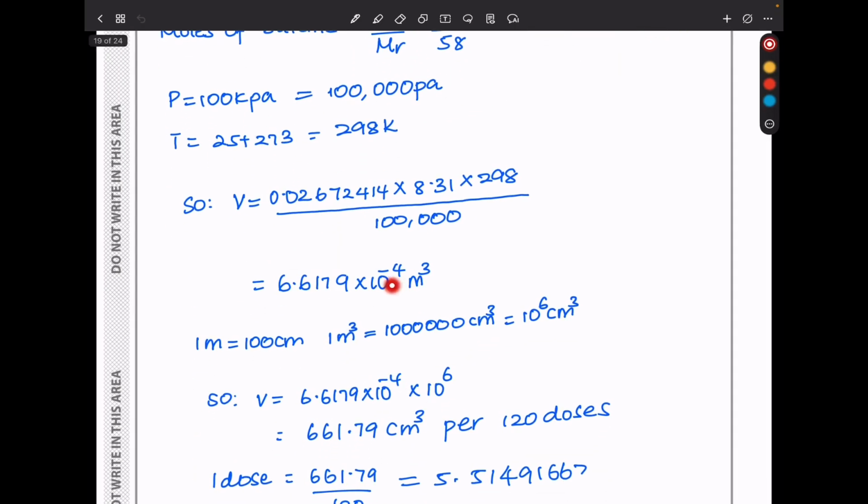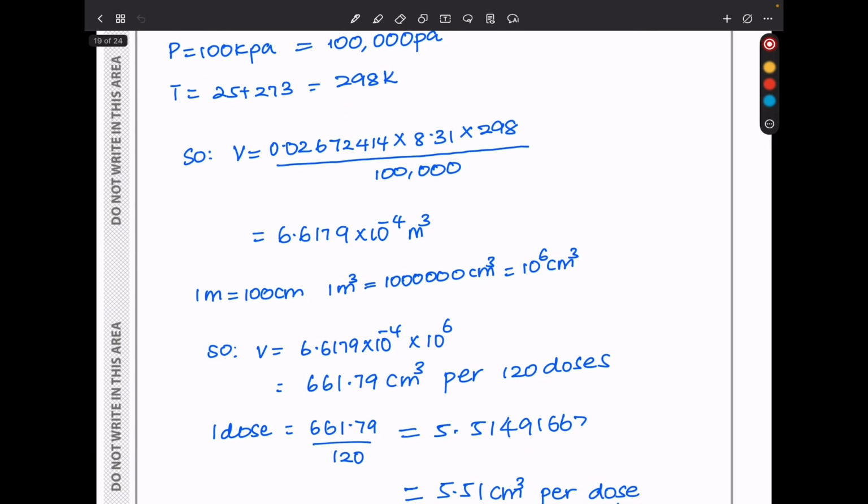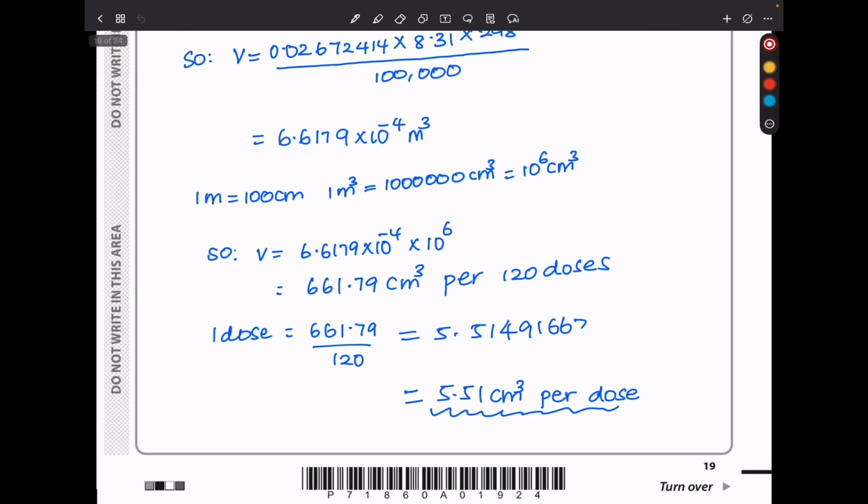So I have to multiply this value times a million, and I got 661.79 centimeters cubed per 120 doses. Now each dose is going to be that divided by 120, and I got 5.5149166..., which is 5.51 centimeters cubed per dose. And that was my answer.